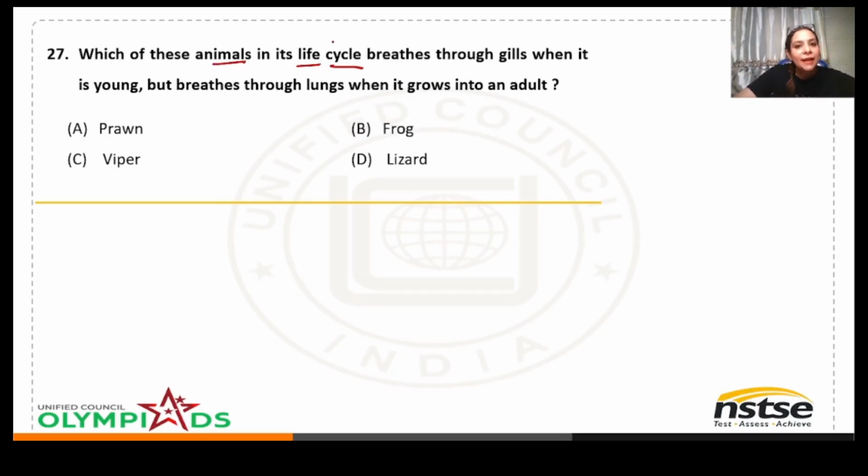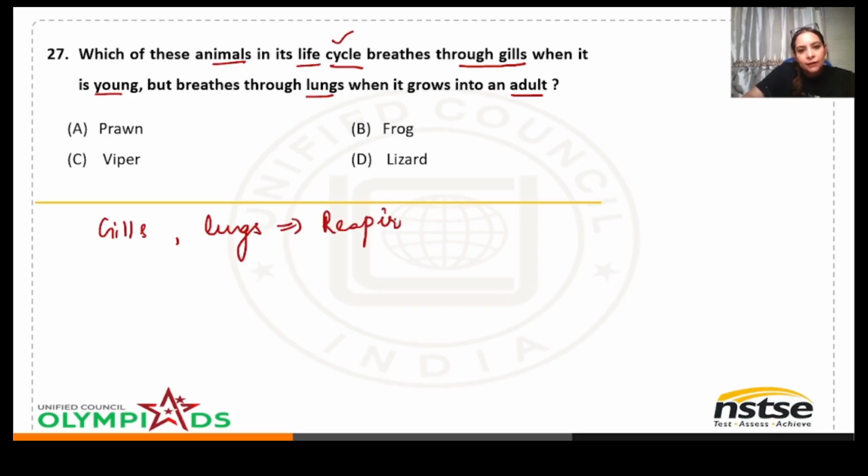We are talking about its life cycle, and the clue is that this particular animal breathes through gills when it is young, but as it grows into an adult, it breathes through lungs. So basically, gills and lungs are respiratory organs. We all know that all living beings breathe, or you can say they respire. So they have different respiratory organs.